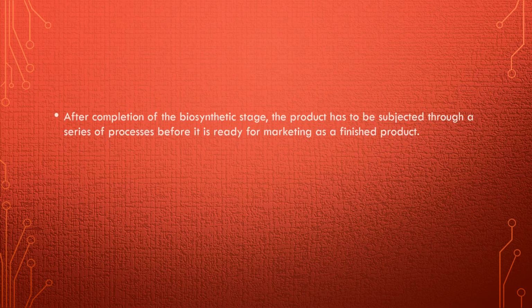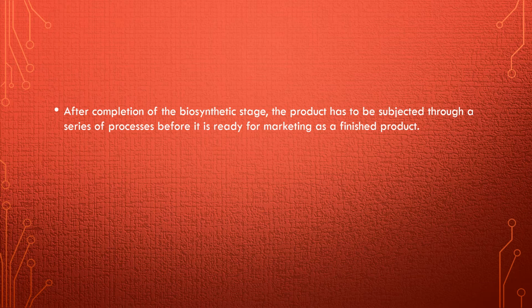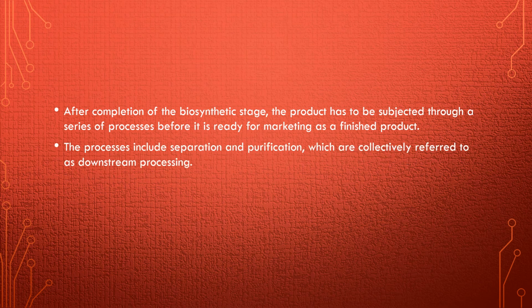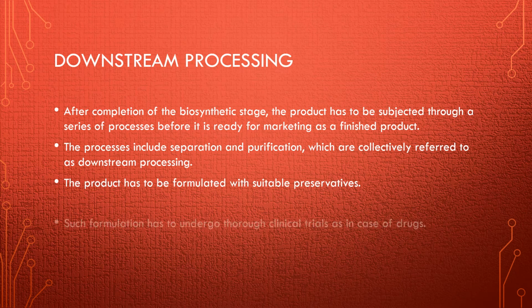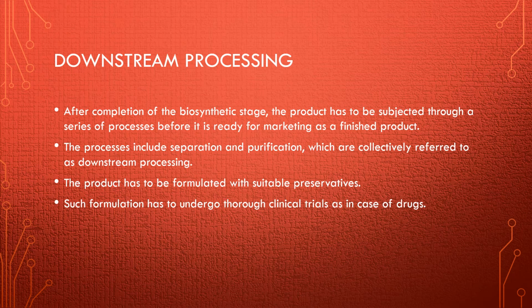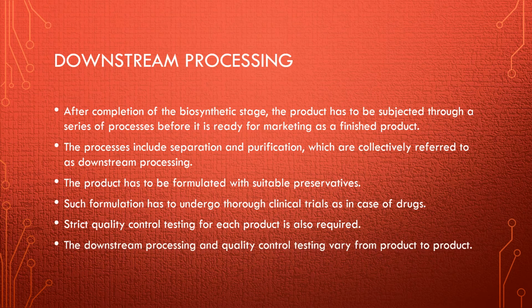After completing the biosynthetic stage, the product has to be subjected through a series of processes before it is ready for marketing as a finished product. The processes include separation and purification, which are collectively referred to as downstream processing. The product has to be formulated with suitable preservatives. Such formulation has to undergo thorough clinical trials as in the case of drugs. Strict quality control testing for each product is also required. The downstream processing and quality control testing vary from product to product.